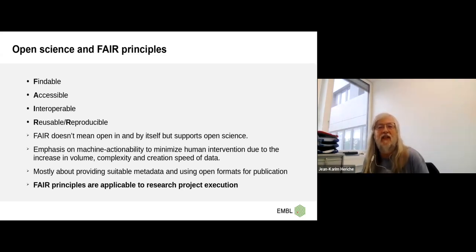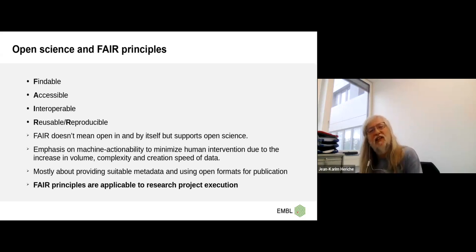And that's due to the fact that we want to deal with high volume and complexity and speed of the data creation. That basically means we want to be able to retrieve the data and deal with it with a computational approach rather than having to dig through things manually and talk to people to find out about the data. So this is about dealing with metadata and open formats for publication. And very often FAIR principles are mentioned at the publication stage.